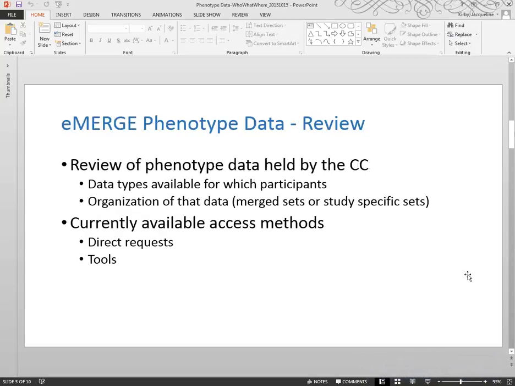So what we'll talk about is the phenotyping data. The phenotype data isn't necessarily all held at the coordinating center. The coordinating center isn't so much a data coordinating center, but an administrative coordinating center. But over the last 8 years, there has been a lot of data that's been exchanged, organized and QC'd. So there is some data that is available, some from merged sets or some from specific study data sets that were collected. Also, we will discuss the current available access models that exist in eMERGE, the first being through direct data request, and then also through the existing tools that we have.